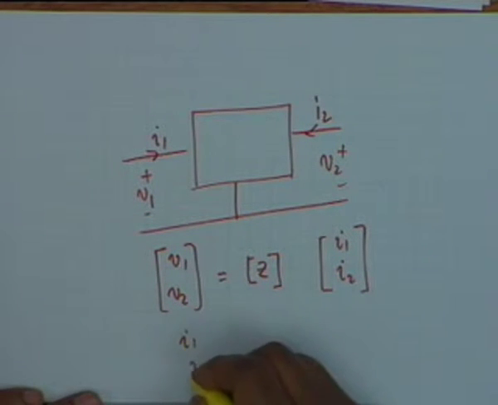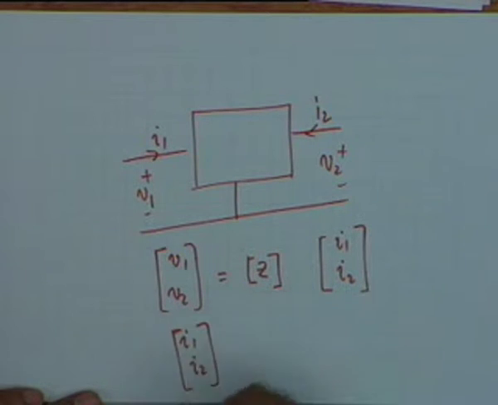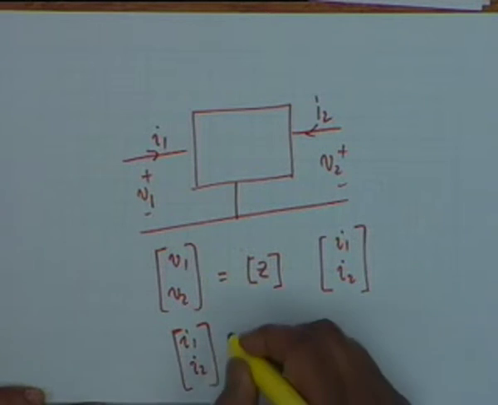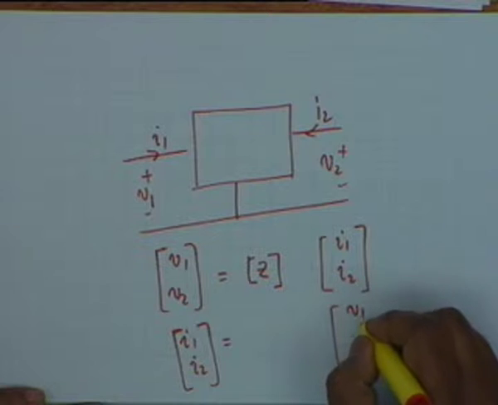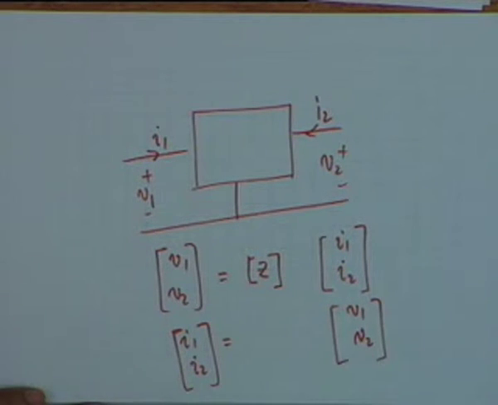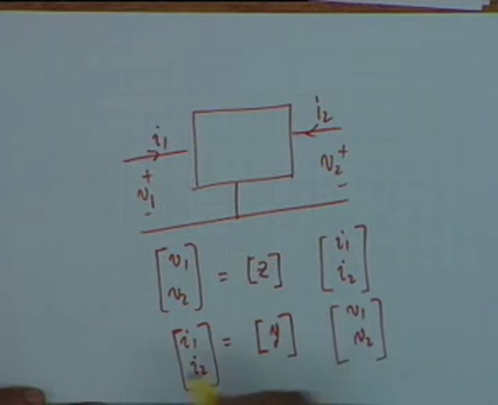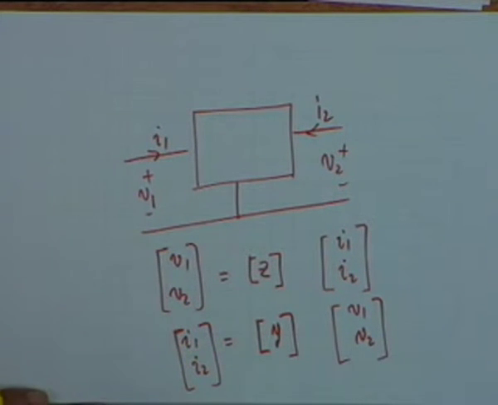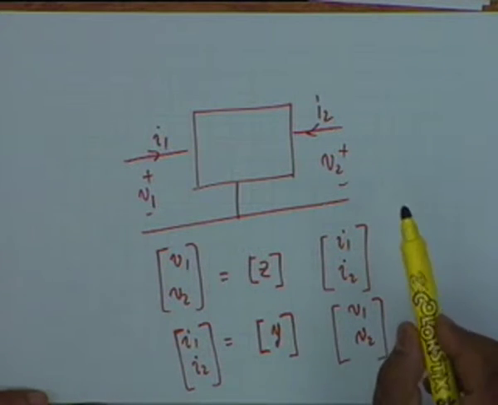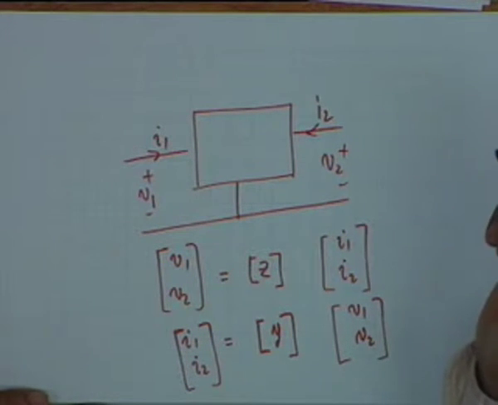On the other hand, if I take I1, I2 as the dependent variables and V1, V2 as the independent variables, then the parameters that come into effect are the short circuit admittance parameters or small y parameters. There is a third way which has been found very effective for transistors, and these are the hybrid parameters.